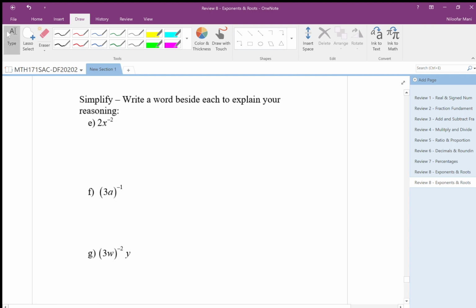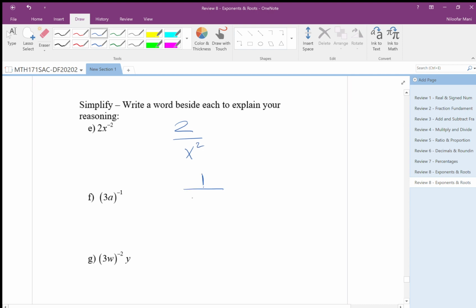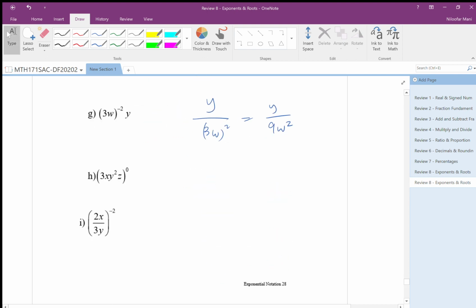How about here? 2 over x power 2. 1 over 3a. So I want to show it with positive exponent. Okay? So I say y over 3w power 2, which is y over 9w squared, for example. Okay, I see mistakes related to these and I like to talk about them. So here is 1, just 1, because I have power 0.